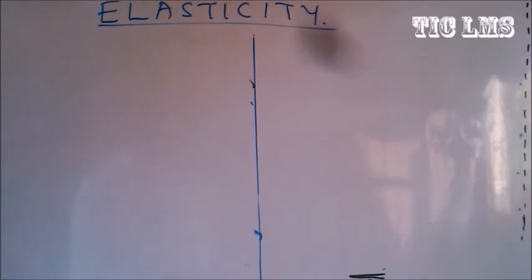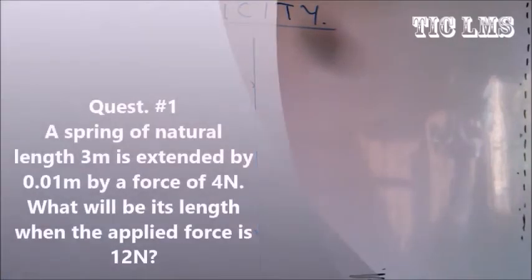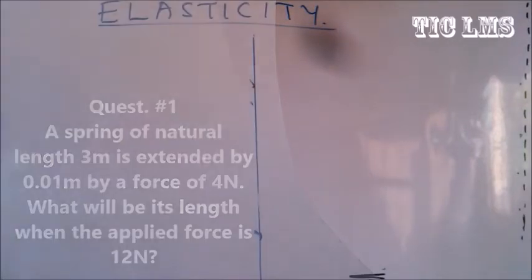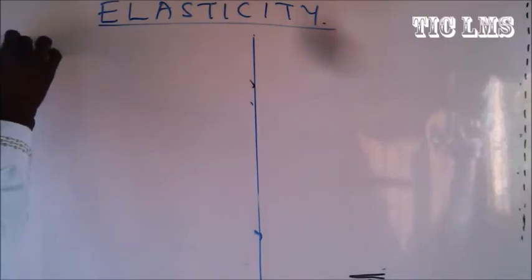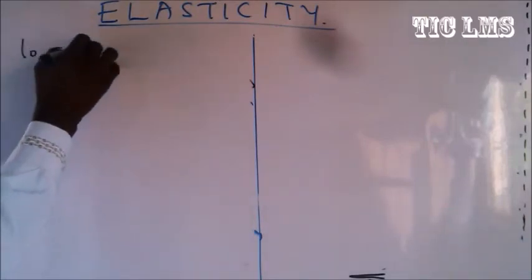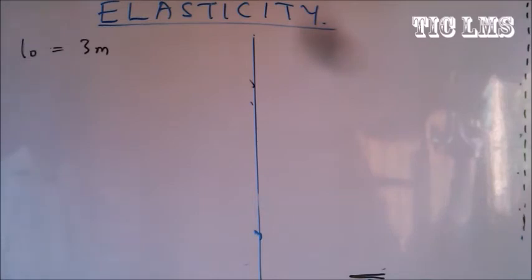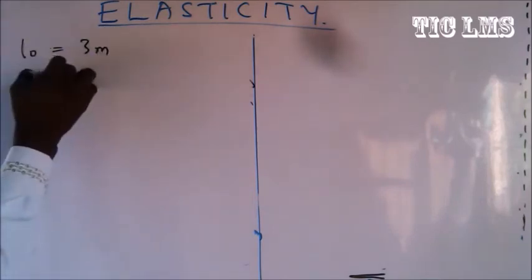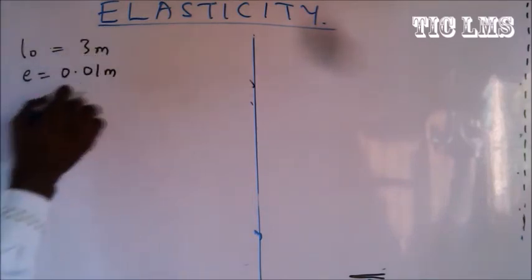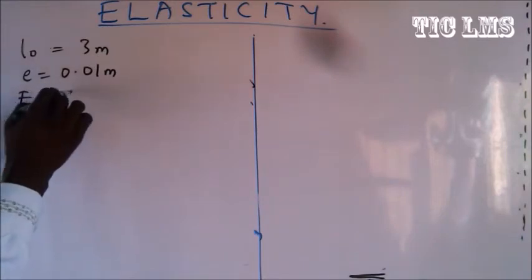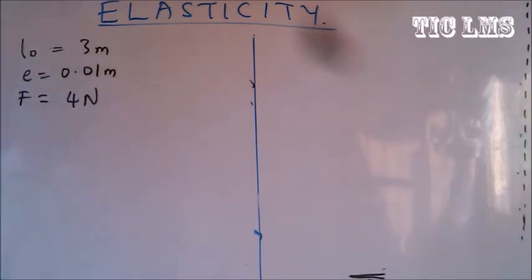This question says a spring of natural length 3 meter is extended by 0.01 meter by a force of 4 Newton. What will be its length when the applied force is 12 Newton? Alright, so in this question, we're given a spring that has an original length of 3 meter and it was extended by 0.01 meter by a force of 4 Newton.